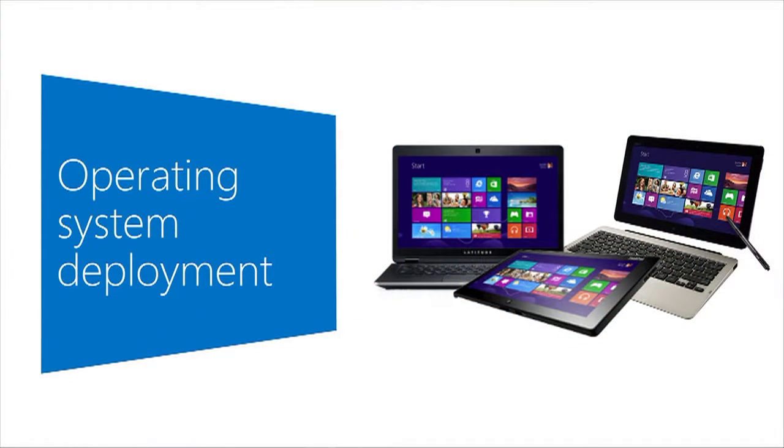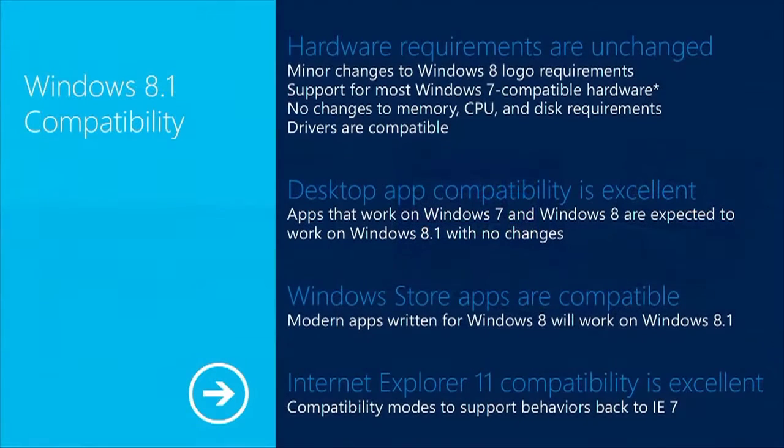So first, let's talk about operating system deployment. When we first talk about OS deployment, the main concern is around compatibility. And from a compatibility perspective, Windows 8.1 doesn't change the hardware requirements for the most part. Now we say in a little footnote that yes, there are some changes to the hardware requirements, but they're fairly minor overall. There are some specific processor capabilities that are required to run Windows 8, and also some new ones that are required to run Windows 8.1.